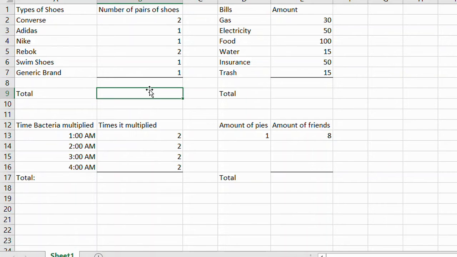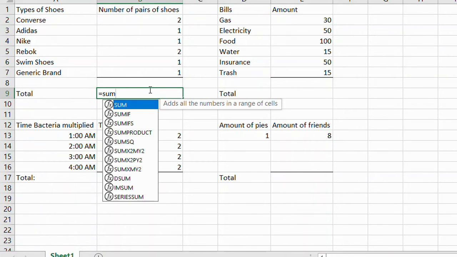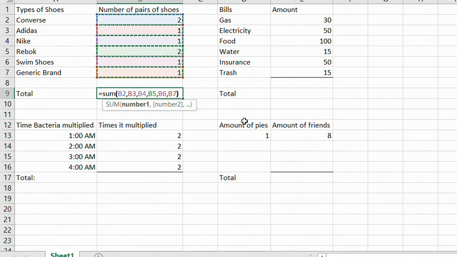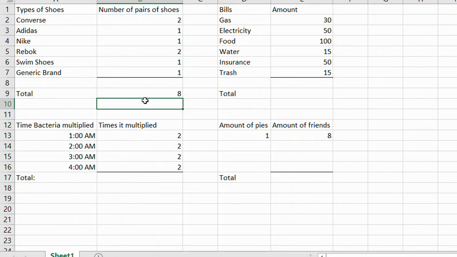The function for adding is equals sum, open parentheses, and I want to click on these cells individually, holding control, and close parentheses. And that will give me 8 total pairs of shoes in my shoe rack.